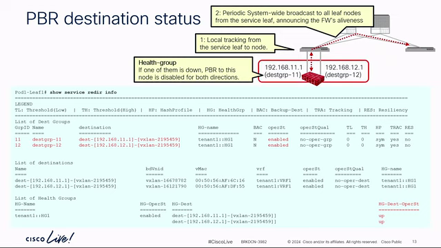Another important concept is health group. Health group has a special behavior, especially important for two-arm design. Let's say you have 11.1 and 12.1. If one of them is down, we should stop using the other side, otherwise traffic is going to be black hole. So the idea is if one of the members in the same health group is down, we're going to stop using all of the members in the same health group.